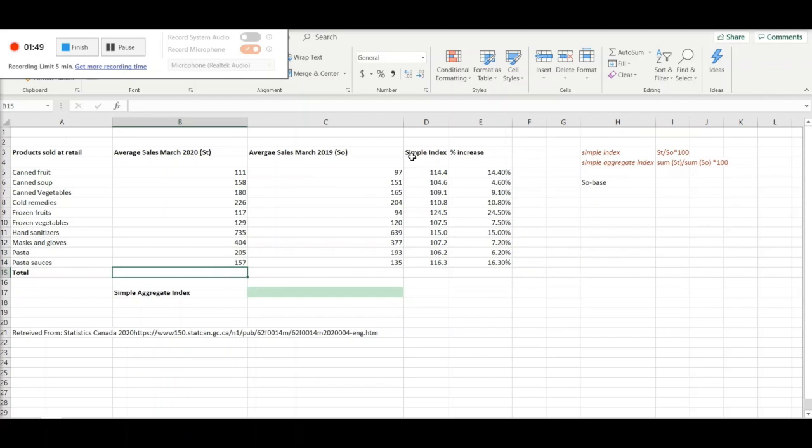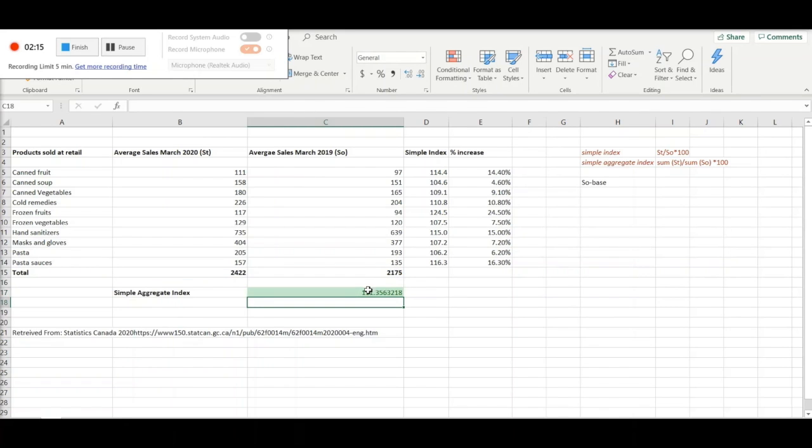So first we're going to start off with AutoSum for 2020. Press enter, you get your value. Same thing for 2019. It's very quick and easy. Now we're going to use the total for ST and the total for SO, and divide them times 100. Select the value of ST divided by SO times 100.